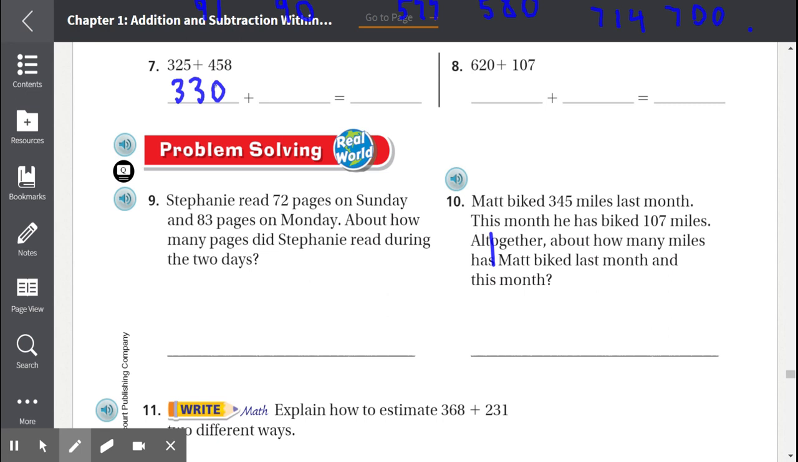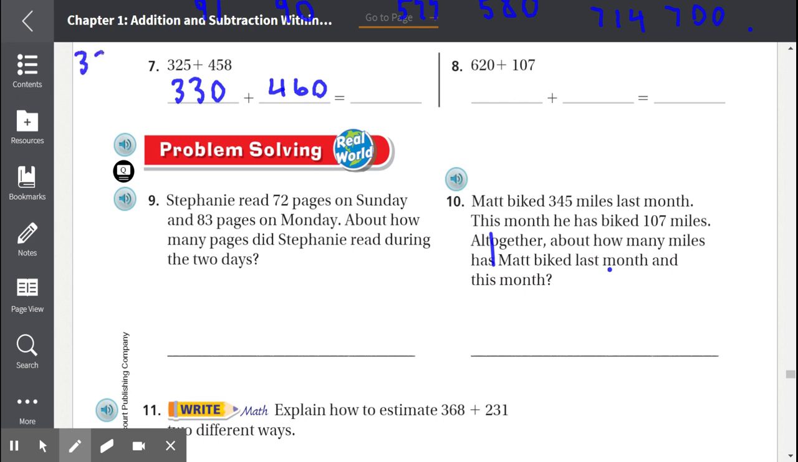Now, the number that's exactly in the middle of 320 and 330 is 325. Since 325 is directly in the middle of 320 and 330, we round it up. We round up whenever it's exactly in the middle. Now, 458, rounding to the nearest tens, is between 450 and 460, but it's closer to 460. Now we add them vertically.